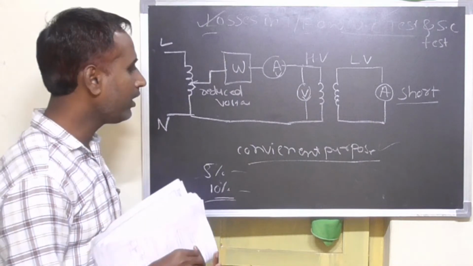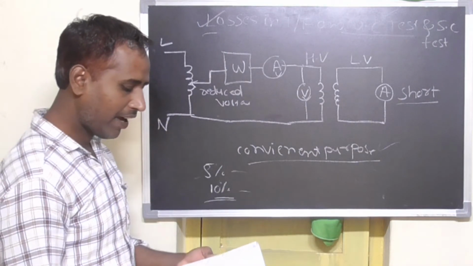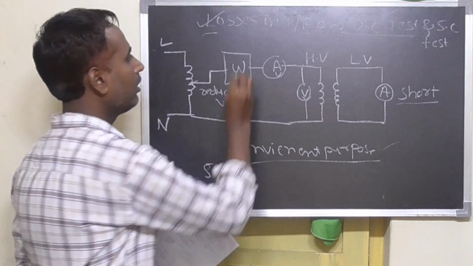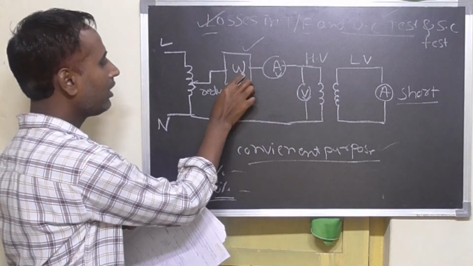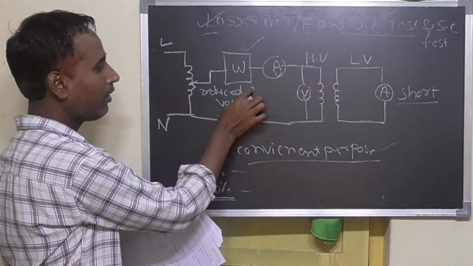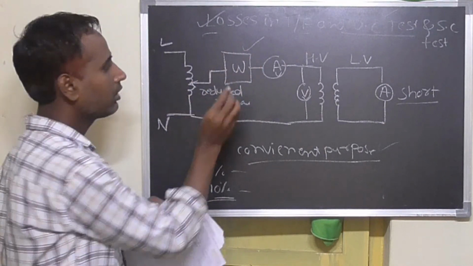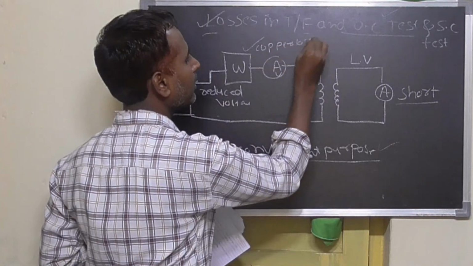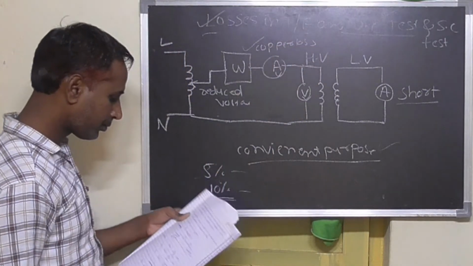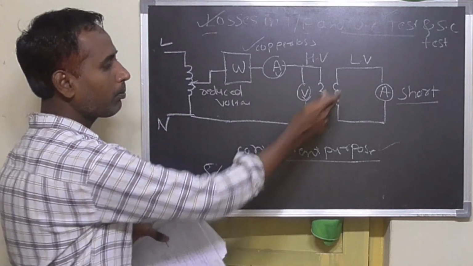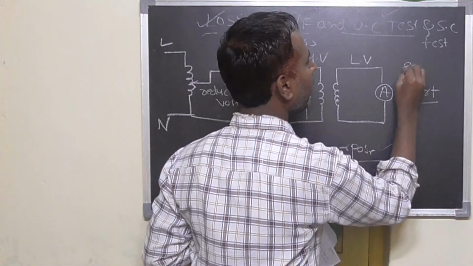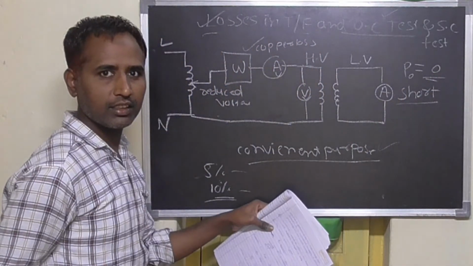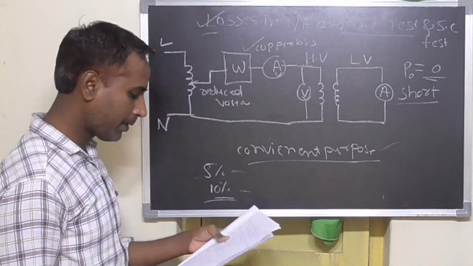This is important. One more thing: a wattmeter is used to measure the input power, which indicates the copper loss. This is very important. The output power is 0 because it is short circuited. Keep these two points in mind.